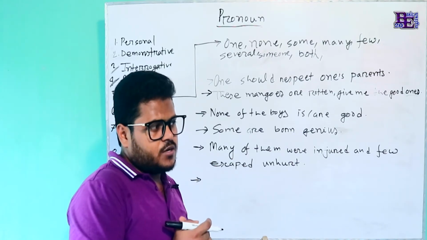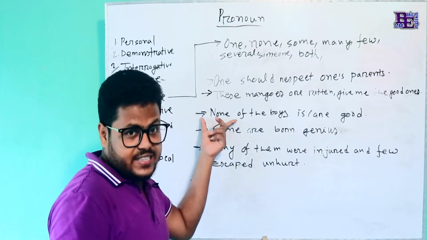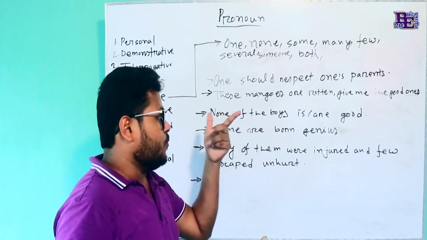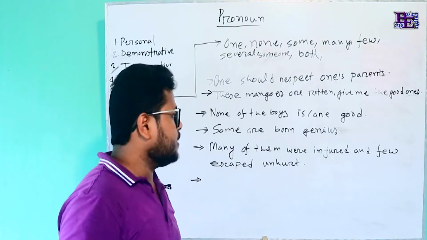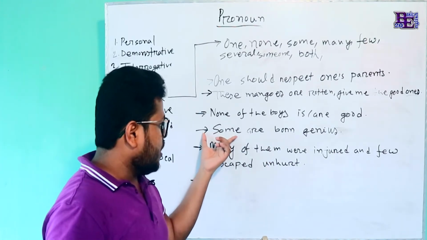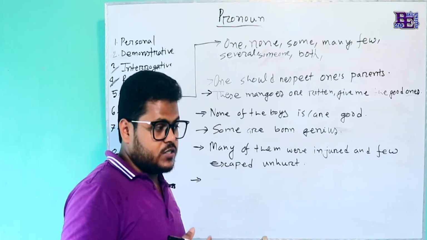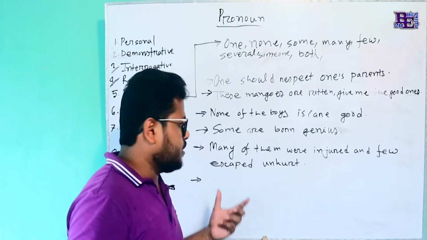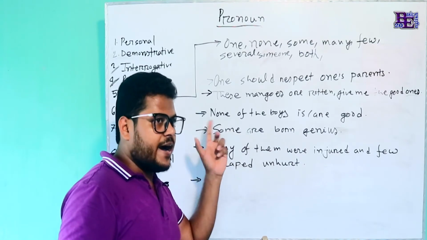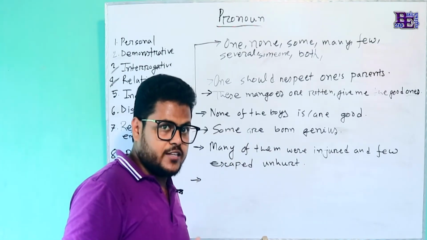That's why you are expressing your ideas like this in a non-specific way. So none of the boys is or are good. Okay. Same is the case with some. So some is always used instead of plural persons. It will never be singular. It is always plural. It can be used either for persons or for things.